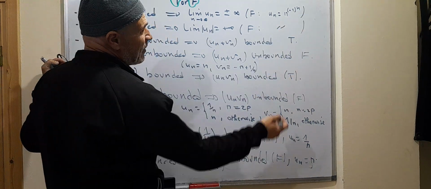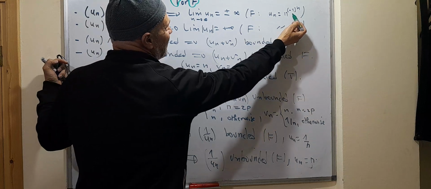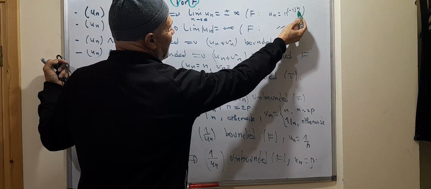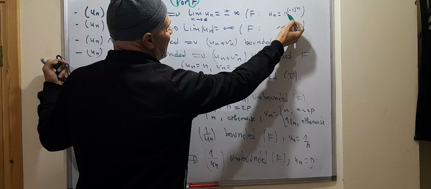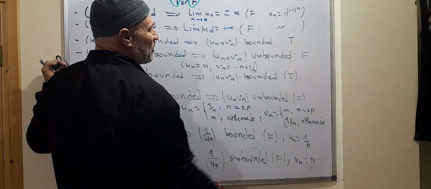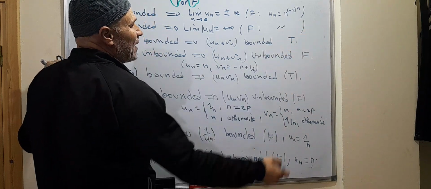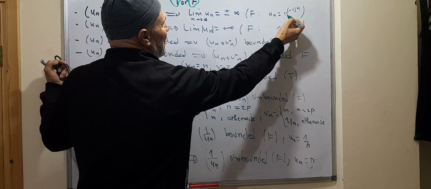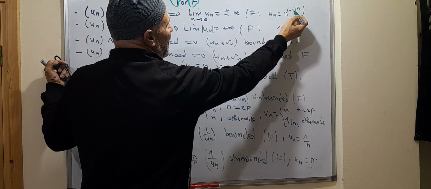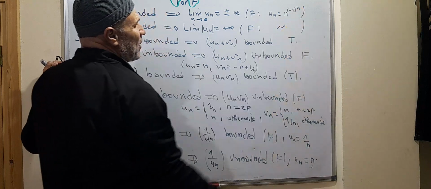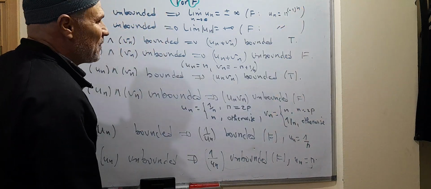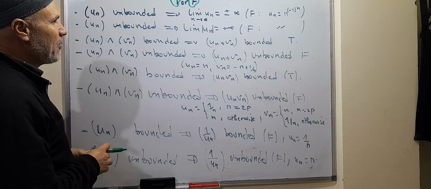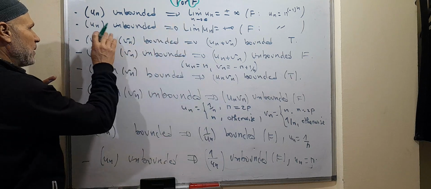In this case, if n is even, we will get n, which goes to plus infinity. If n is odd, it will be n power minus 1, which is 1 over n, so when n goes to plus infinity, it goes to 0. This is not true.